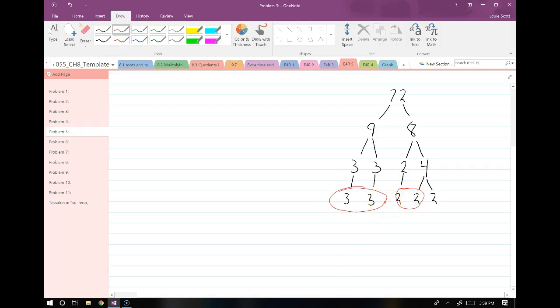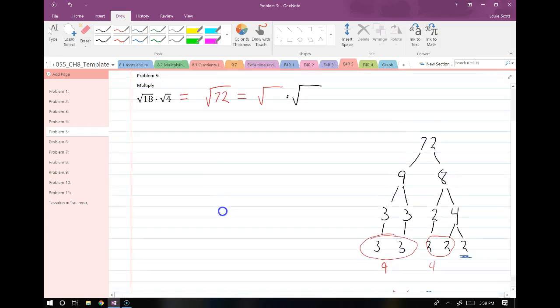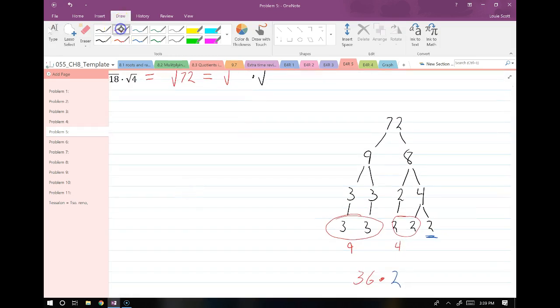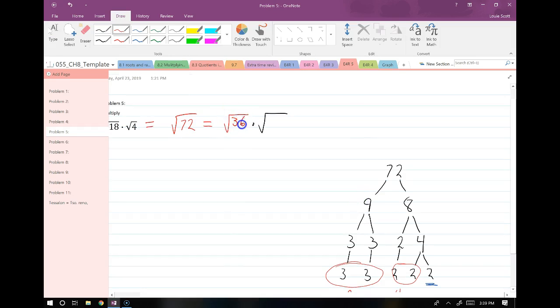I multiply all that stuff together. The pair of threes give me 9. The pair of twos give me 4. I need to multiply those together. So 9 times 4 gives me 36. Yeah, 36. And then the only thing I have left is just this 2 hanging out. So it's 36 times 2. Those are the factors that I'm going to use. Go back up to my original, and I put my 36 in front here, and my 2 in back. So now in the next step, I just simplify that 36. It turns into 6. Roots 2.